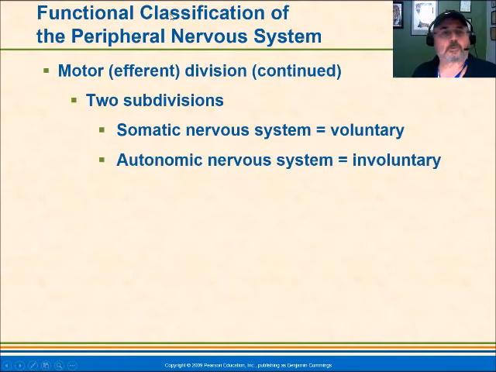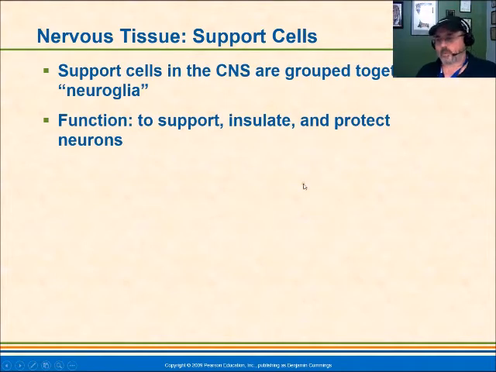When we look at the functional classification in the peripheral nervous system, again we have these two subdivisions: somatic, which is voluntary, and autonomic, which is involuntary. We also have a whole lot of cells that support our nervous system. Our nervous system is very important. That's where our consciousness resides. It's where all our control resides. And so we have to take very good care of it. We end up with these support cells that are referred to as glia.